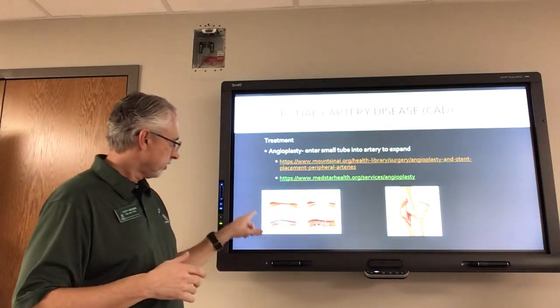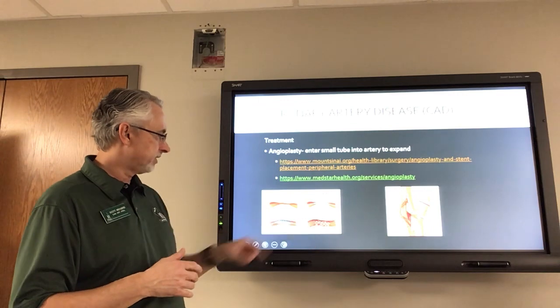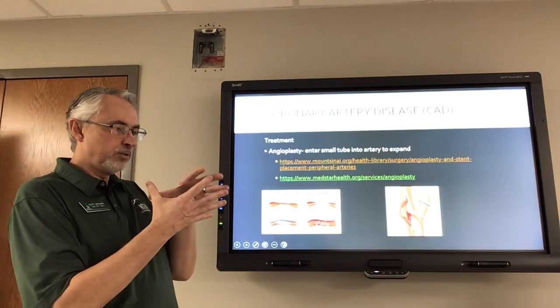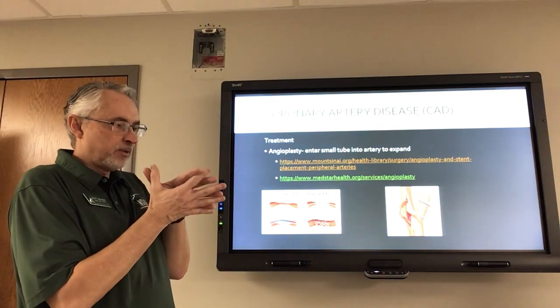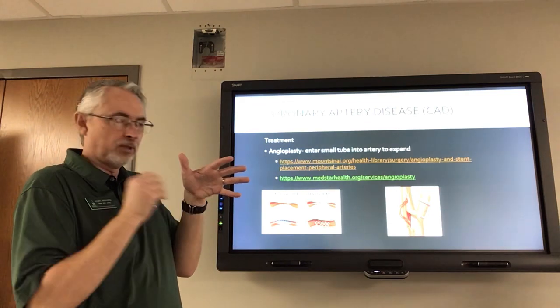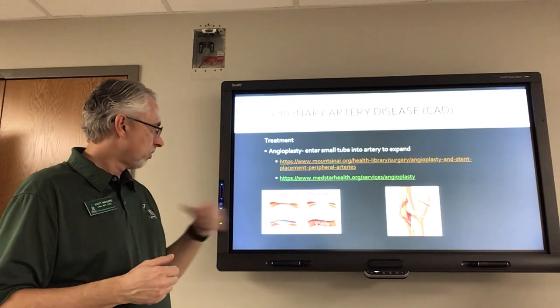And you'll see that it's also the way they place the stent. A stent is a mechanical way of opening the artery. The balloon opens the artery and smushes the plaque, but the stent keeps it open, and blood flows through the stent. So the stent keeps that open. So you want to watch these two videos.